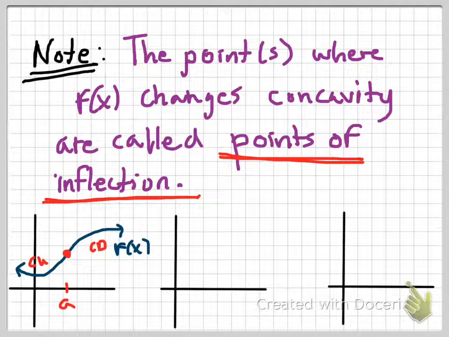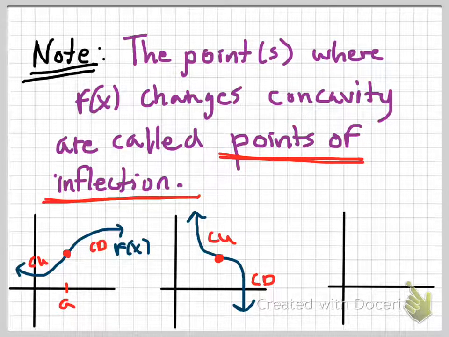Another graph we could draw, maybe something more like this. Well, I don't know if I like that. Let's make it a little less like this. This is another graph where a point of inflection happens somewhere around here. It's switching from concave up to concave down. It's a little steeper, but I'm going to say A is right about there.